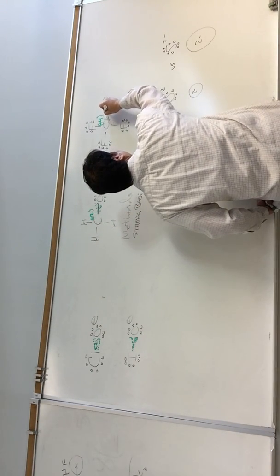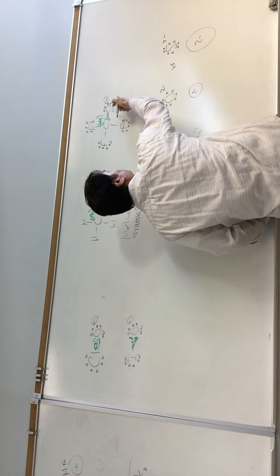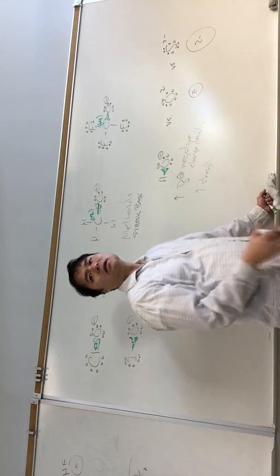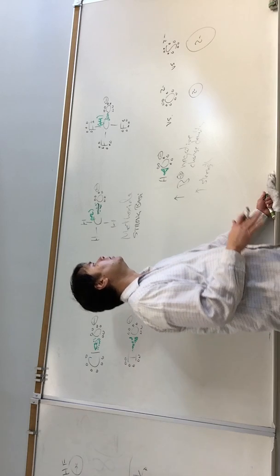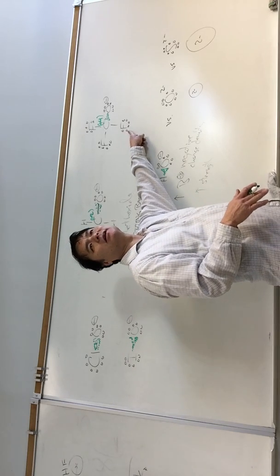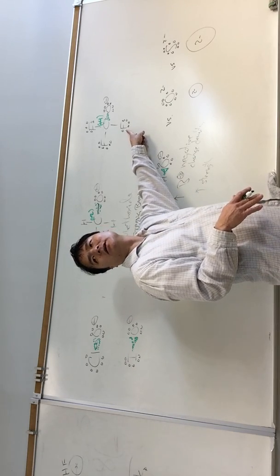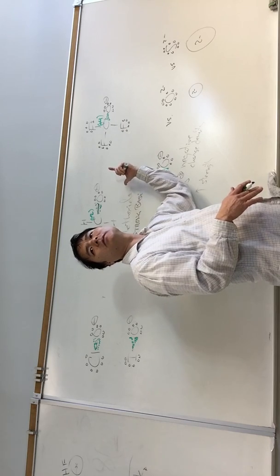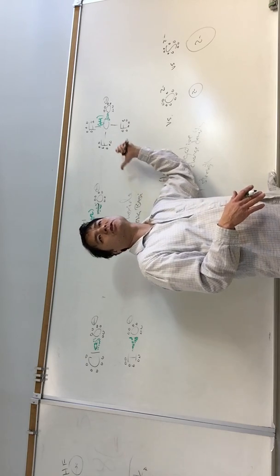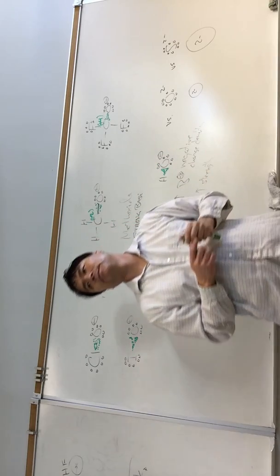So if it sucks electron density away from the oxygen, what does that do to the negative charge density on oxygen? It lessens it, reduces it. And so this one is not very basic at all. A very weak base here compared to this, which would be a very strong base, right? In relative terms. Okay.